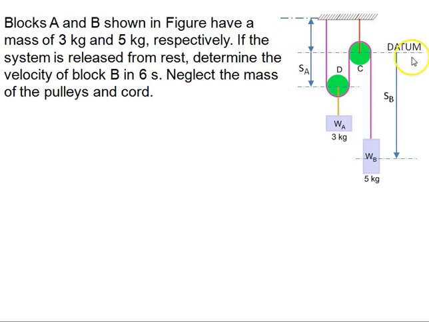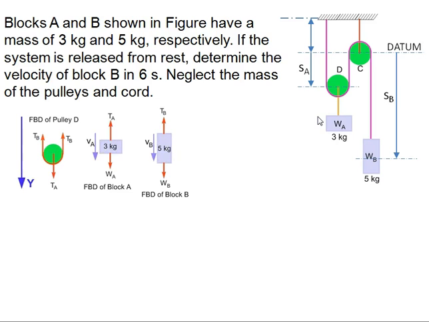The reference we have chosen is the datum here, the horizontal line passing through the center of pulley C, and distances SA and SB indicate the locations of the pulley D and the center of mass of this block B. Okay. Now it's a good idea to draw the free body diagrams of objects of interest and then set out to solve the problem. To that effect, we'll draw the free body diagram of pulley D.